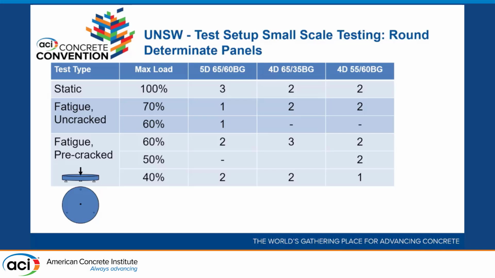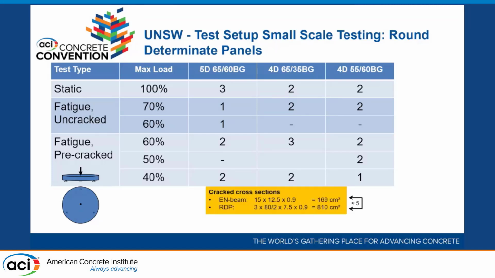Just these are the numbers of tests, max loads, static, fatigue cracked, pre-cracked. We also looked at one pre-cracked specimen as well, which is just informative. There it is. The area of the panel is 5 times the surface area of the beam. So it gives better results.